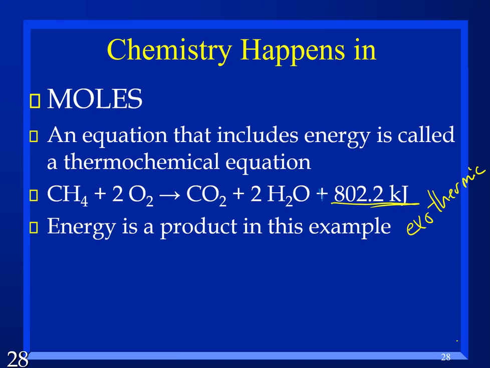If I'd had to put the energy in, the energy would have been on the other side of the equation, right? It would have been with the reactants. So where the energy shows up in the equation tells you whether it's exo or endothermic. If it shows up in the products, that means you produced it. If it shows up in the reactants, that means you had to put it in. So if it shows up in the reactants, you put it in, that's endothermic. Products you get out, that's exothermic.